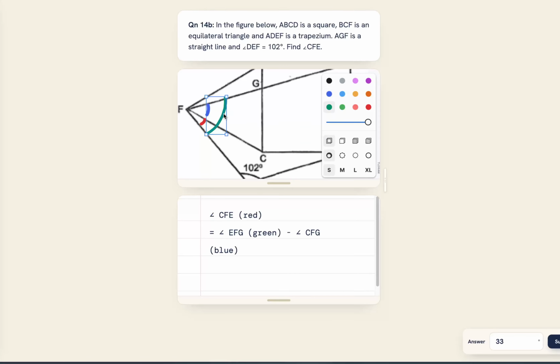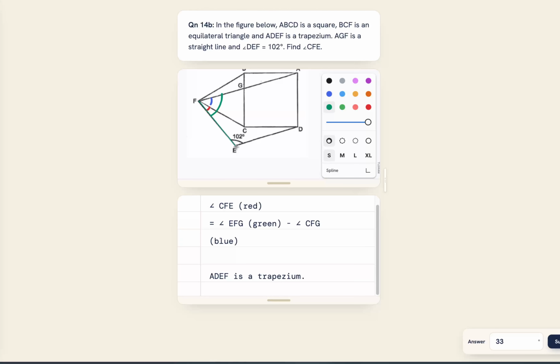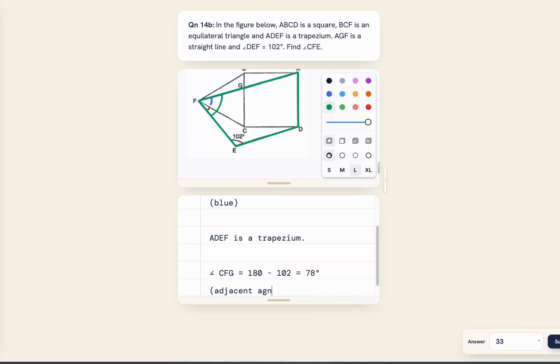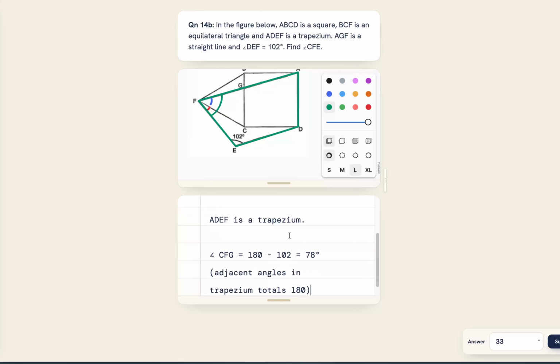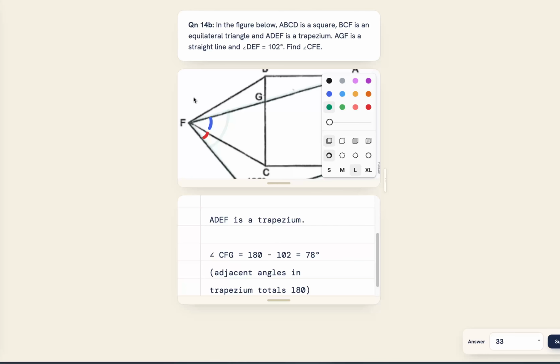To get the green one, it's pretty straightforward since ADEF is a trapezium. So I'm going to highlight in green. Angle CFG is basically 180 minus 102. This will give us 78 degrees, because adjacent angles in a trapezium total 180. Pretty straightforward. So now we know CFG is 78 degrees. The next thing is we need to find this blue color angle.